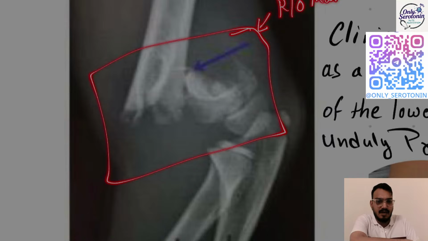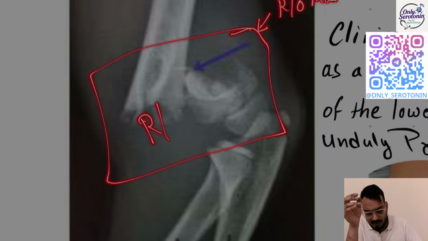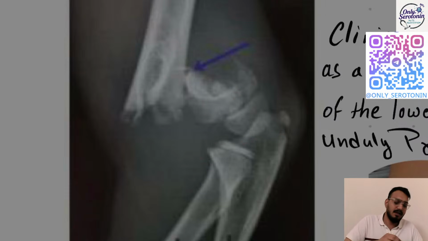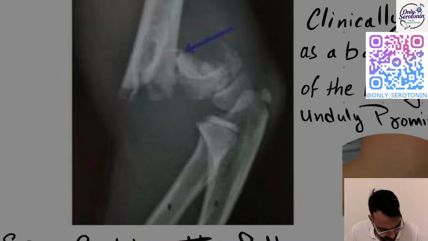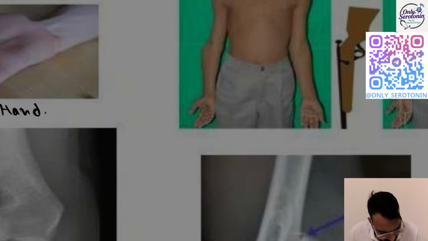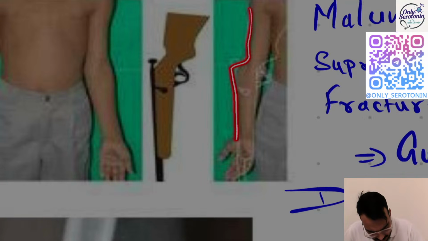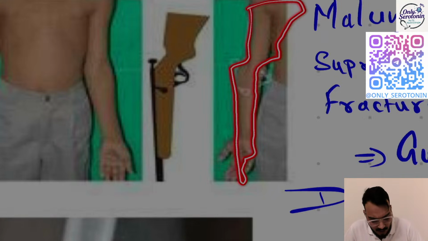What do we have, guys? We have the risk of malunion. Because of that, this kind of patient will have a deformity, and the name of that deformity is gun stock deformity. Can you appreciate this, guys? This looks like a gun, right? We call it gun stock deformity.